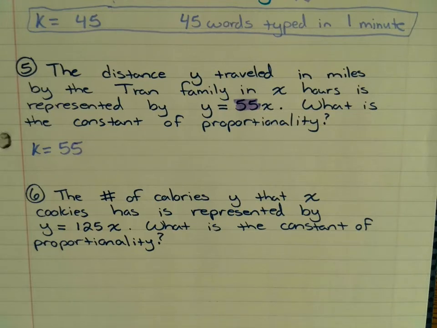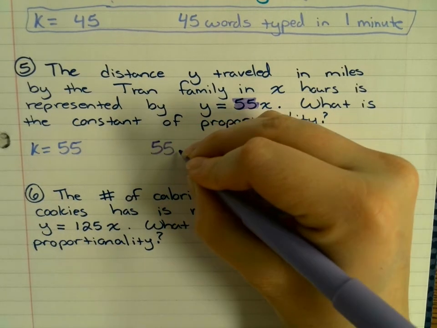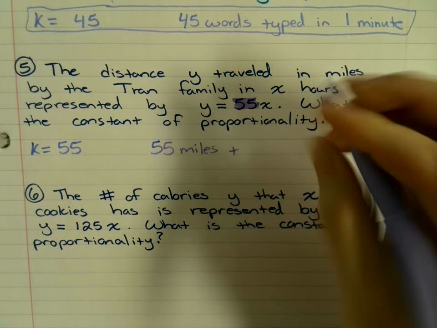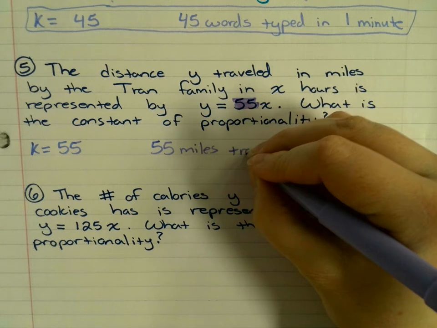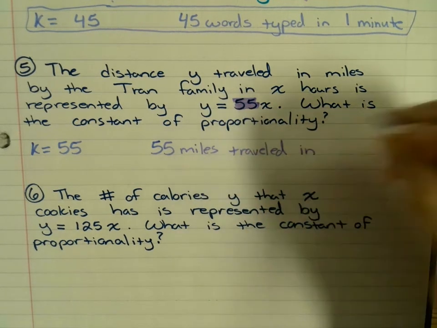Angela. 55 miles in 1 hour. Okay, so 55 miles traveled, right? It's how far they're going to travel. It's not their speed itself, it's just how far they're traveling in 1 hour.